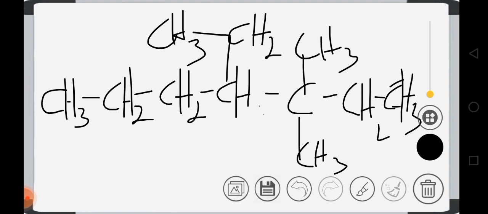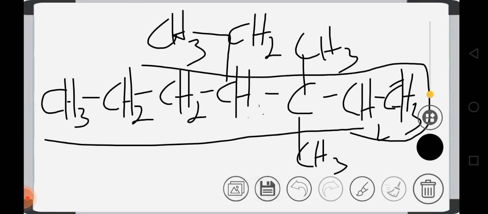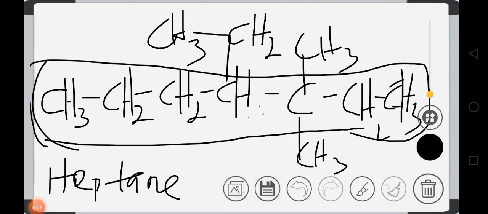Now I hope this one is very clear. Let me just forget about the numbering. I want to identify the parent name first. This is our parent name. This is the parent chain, and it has 7 atoms. That is heptane. That's heptane. Then what about the substituents?